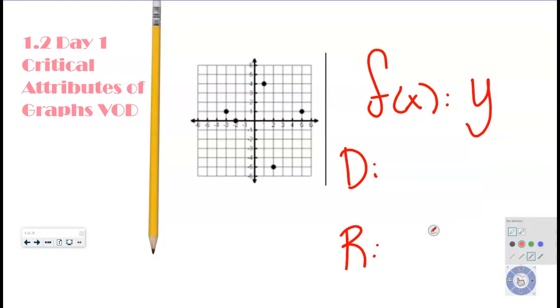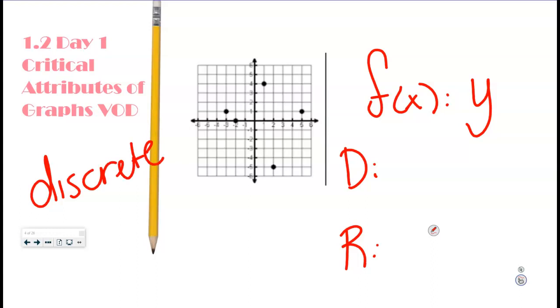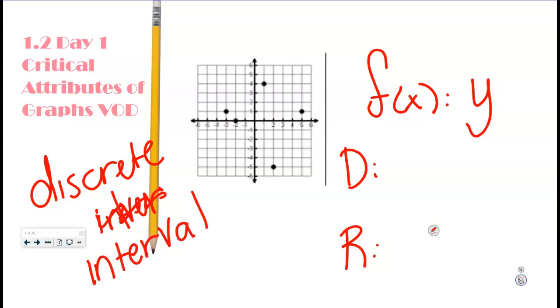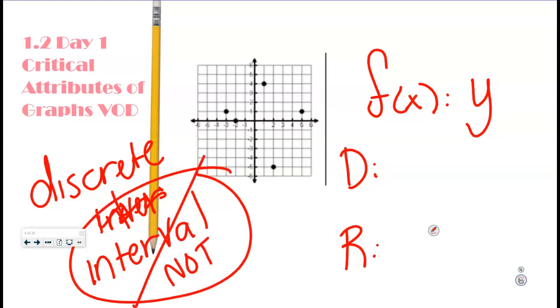So this graph is discrete because I had to lift my pencil to go back to the other points on the graph. If it is discrete, there is no such thing as interval notation. Don't even look at that. Interval notation does not exist for discrete graphs. You're going to have to do set notation. In other words, just list out all the x and y values.